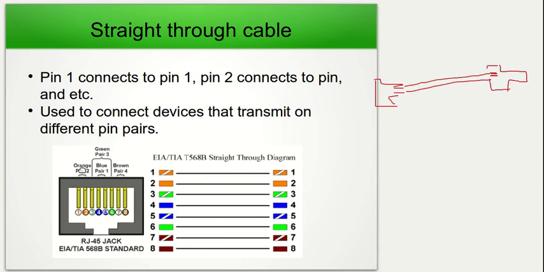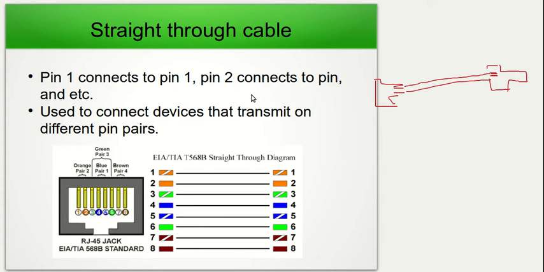So if we go back to this example, PCs and routers and devices like that, the data that they're going to send, they put on pins 1 and 2, and they send that data out those pins and over those wires. Any data that they receive, they expect to come in on pins 3 and 6. With the straight through cable, we have a wire connecting pin 1 on one NIC to pin 1 on the other NIC, pin 2 on one NIC to pin 2 on the other NIC, and so on.